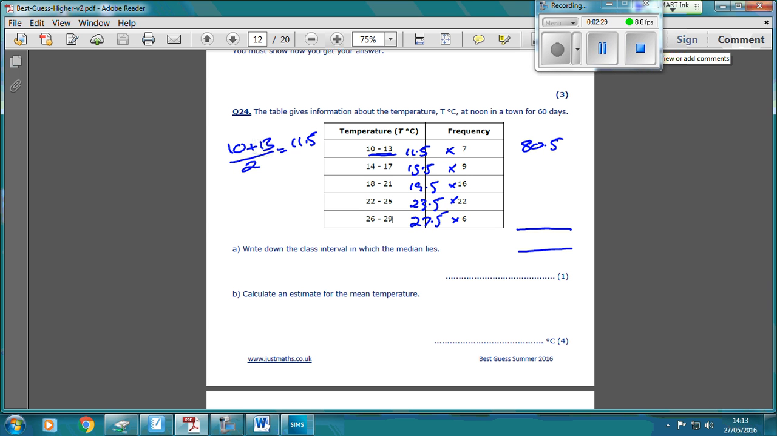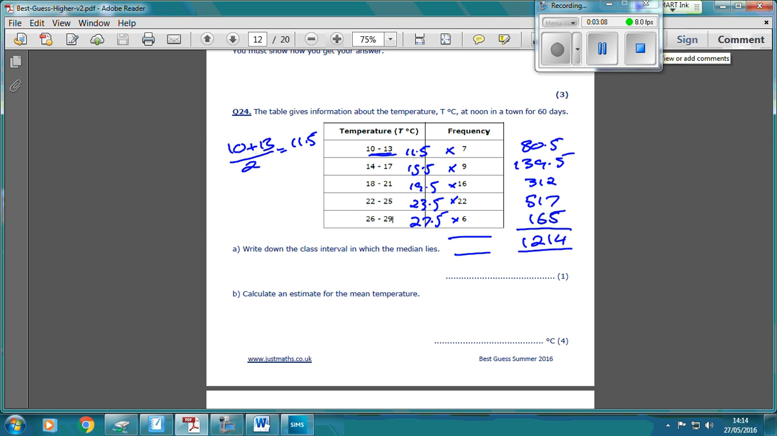15.5 times 9 is 139.5. 19.5 times 16 gives us 312. 23.5 times 22 gives us 517. 27.5 times 6 is 165. And then once we've done that, we add them all up. So we do 165 plus 517 plus 312 plus 139.5 plus 80.5, and that gives a total of 1,214.